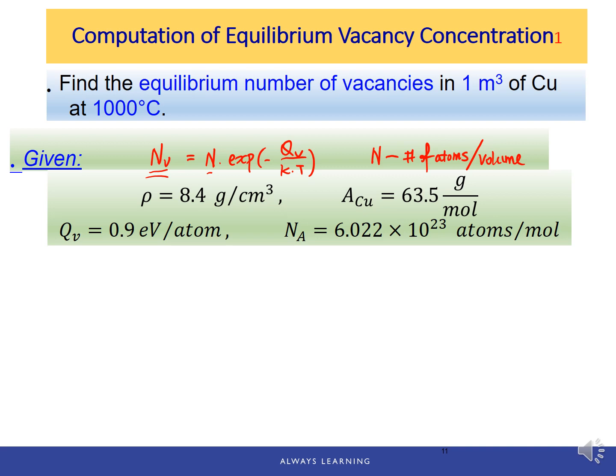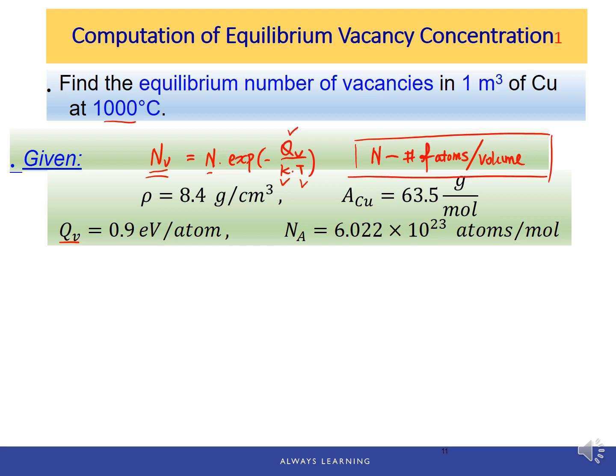Let's move on. Q_V, the activation energy, is given. So this one is given. And k is the gas constant or Boltzmann's constant, so we know that value as well. We can use it directly. And temperature, 1000 degrees Celsius, we need to convert it to Kelvin, so we know it as well. T is known. Now we can see the only value we don't know is the number of atoms per volume. Well, let's see, based on the given information, how do we get the number of atoms per volume?